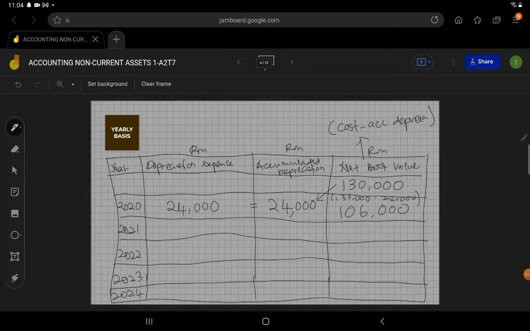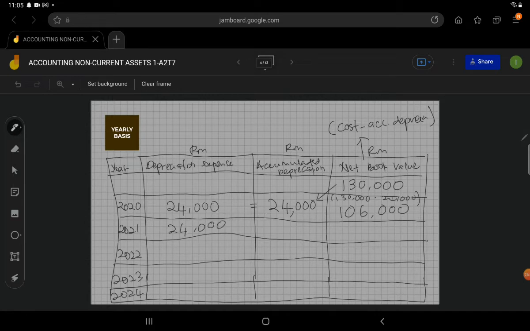And then kita akan rekodkan debit depreciation expense, credit accumulated depreciation 24,000 for 2020. Ini kita akan rekod dalam profit or loss statement 24,000. Under financial position statement, okay, kita akan laporkan 106,000.